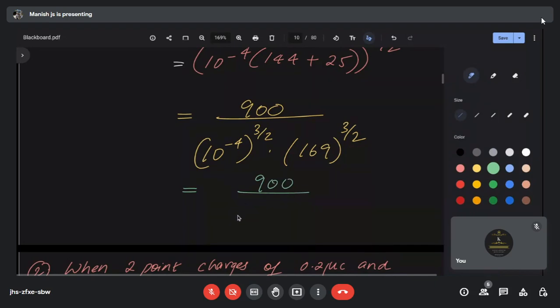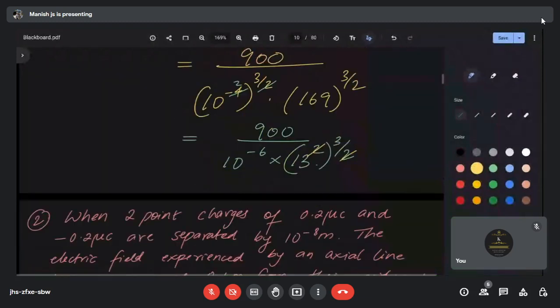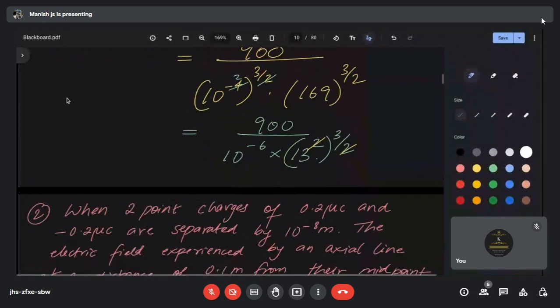900 divided by 10 power minus 4 whole to the power 3 by 2, and we can cancel the 2 and 4. So we get 10 power minus, cancel, sir, into 13 square, you had said, right? So there 13 square, the 2 cancels and we get 13. It becomes 13 cube. Is it 13 cube 169? 13 square, right? Sir, 13 square, sir. Correct. So the 2 is gone, so 13 cube will come. Yes, sir. 900 divided by 13 cube.